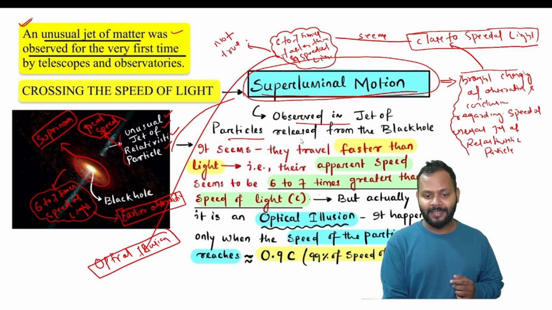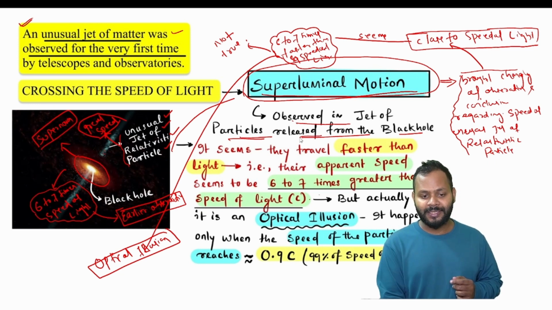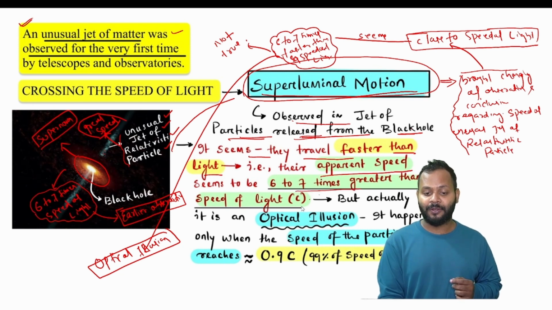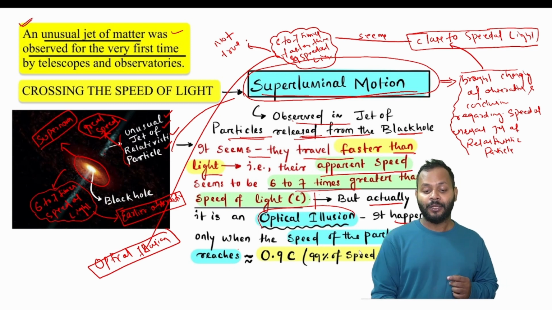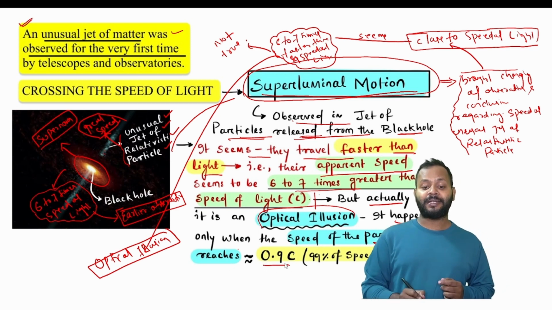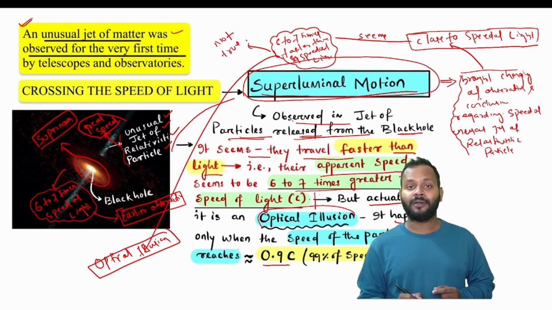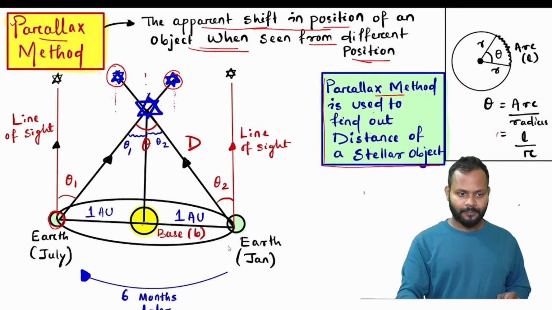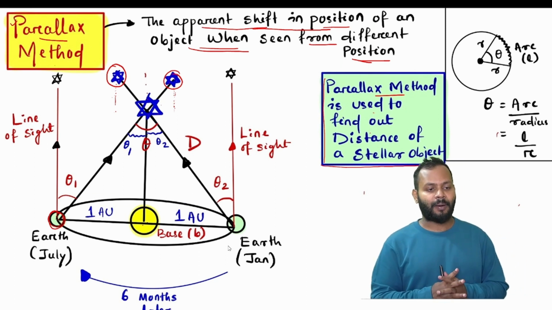Observed in the jet of particles released from black holes. The jet of particles released from black holes seems to travel faster than light. That apparent speed seems to be 6 to 7 times greater than the speed of light, but this actually is an optical illusion. It happens only when the speed of the particle reaches 0.9 c. C means the speed of light. Now we'll try to understand the parallax method.